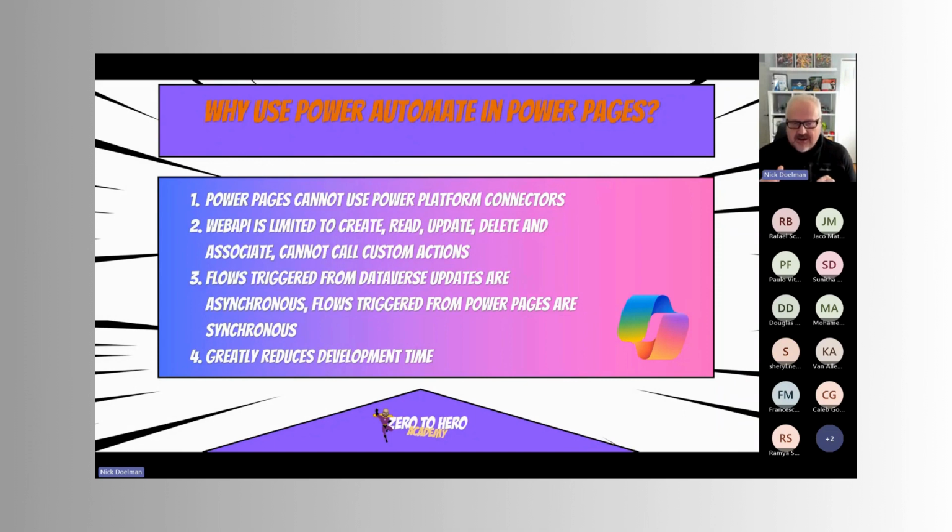A really cool thing here is that a Power Automate flow that you write on Dataverse is going to be asynchronous. It's going to update the data and it's going to go off and do its thing. Chug, chug, chug, comes back eventually. There's no real user interface here. With Power Automate on Power Pages, it is synchronous, meaning it's going to do its thing and then it's going to come back to your page.